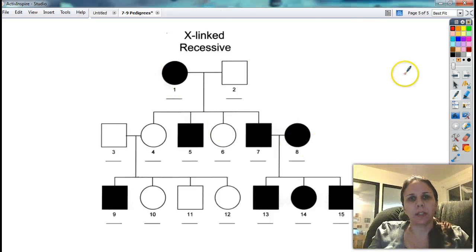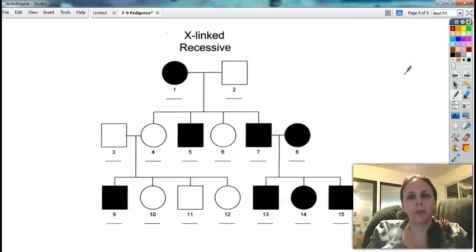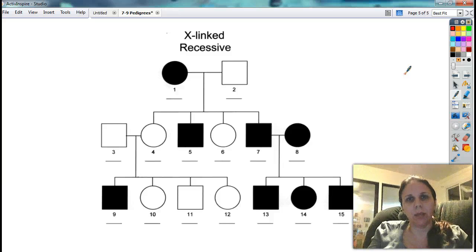So we're going to practice this a little bit more in class tomorrow with the whole X-linked and everything. So today we did autosomal recessives, which are pretty darn easy. So tomorrow we're going to go over X-linked as well. All right, thank you guys. See you tomorrow.